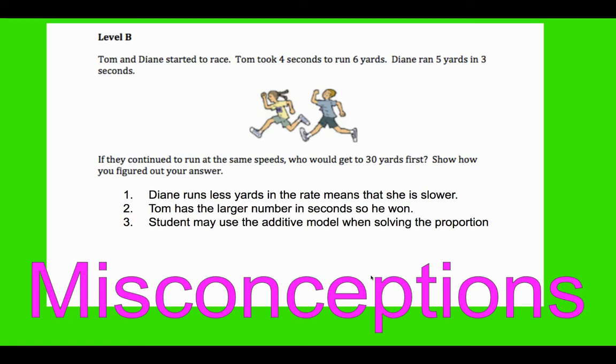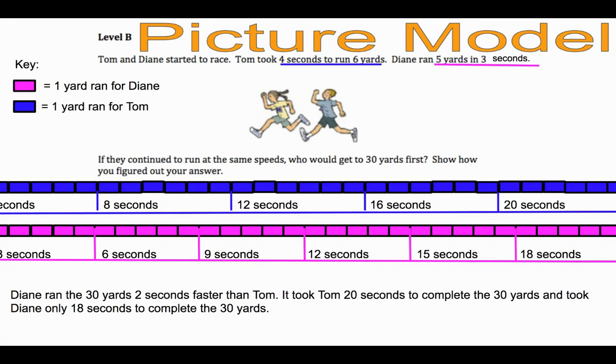Another misconception is that Tom, if they solve it setting up in a proportion, he's going to get the larger of the seconds in numbers. And so some students might have that misconception for time, thinking that he won, and not realizing that the less time means that you got there faster, and so you're the winner. And another misconception is that they don't understand that it's a multiplicative relationship, and so they'll use an additive model instead.